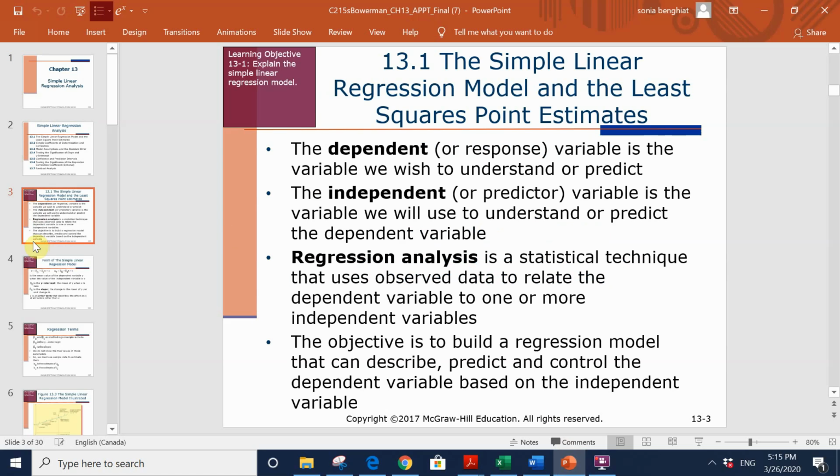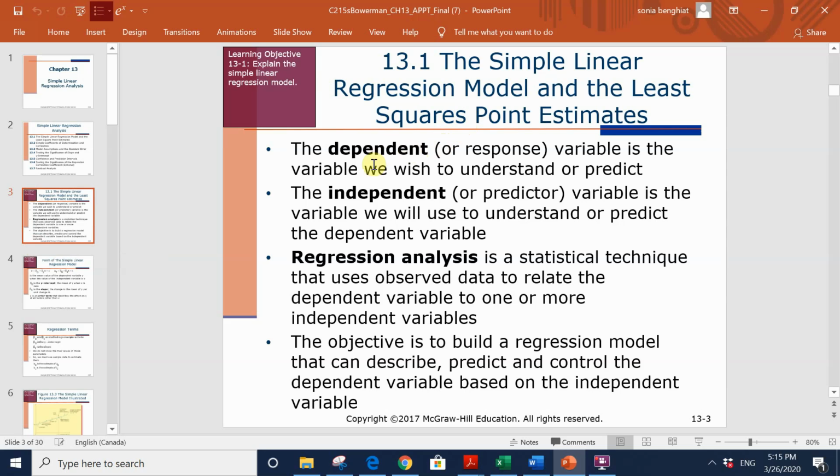So the idea over here is that I want to come up with some sort of an equation to describe or sometimes predict the linear relationship between two variables, x and y. And so a simple linear regression model will do that job.